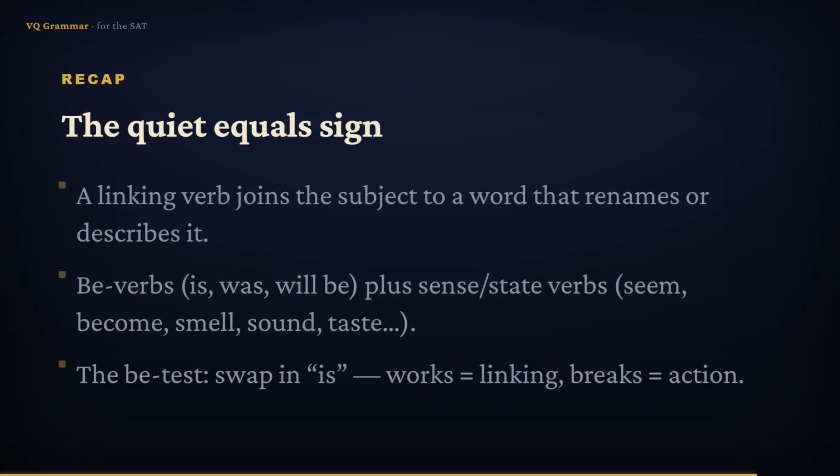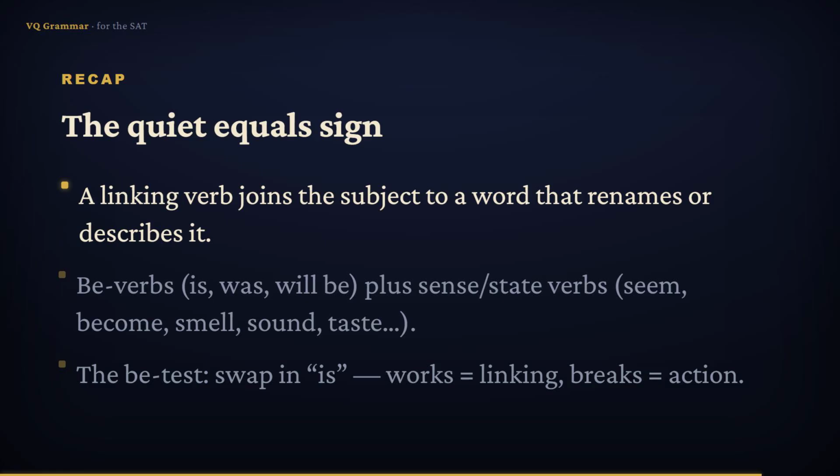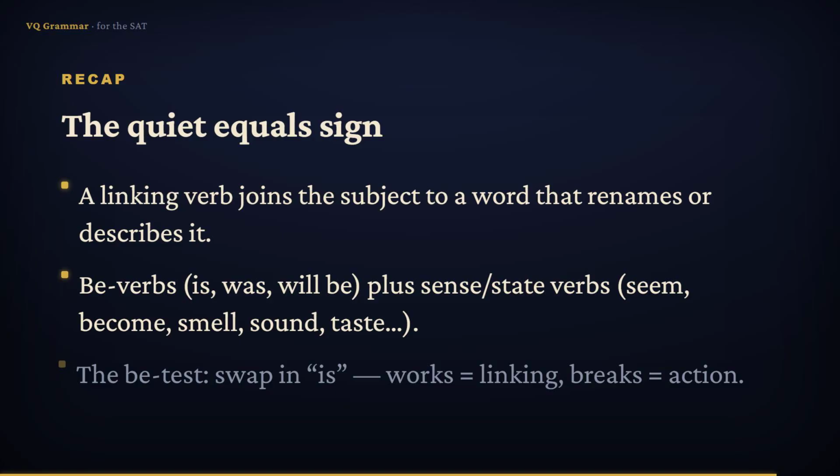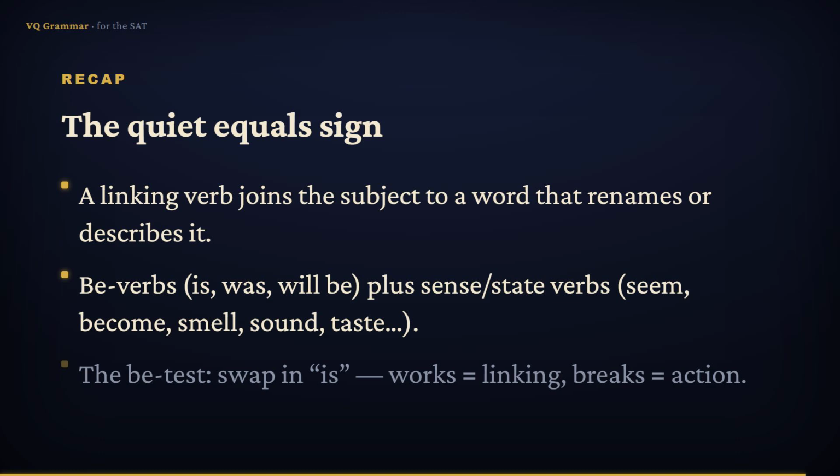Let's bring it together. A linking verb doesn't show action. It joins the subject to a word that renames or describes it, working just like an equals sign. The be verbs are the most common, but sense and state verbs, seem, become, feel, smell, sound, taste, can link too. And because many verbs can go either way, always use the be test. Swap in is, and if the sentence still makes sense, it's linking. If it breaks, it's action.